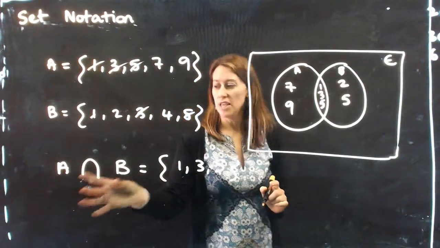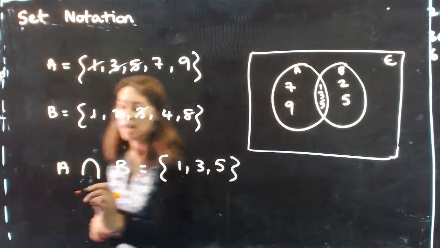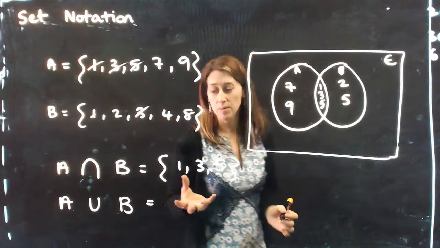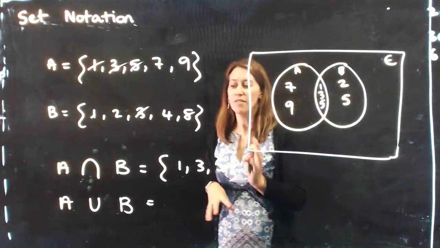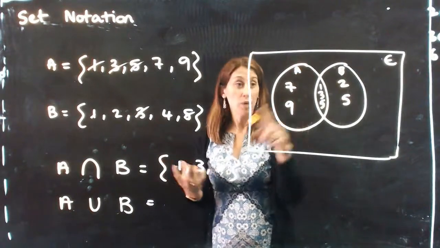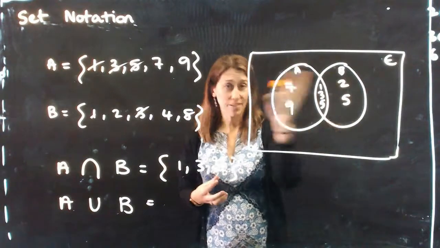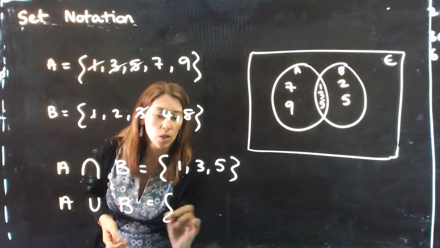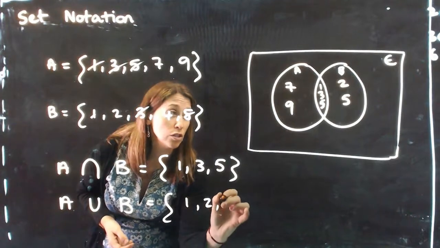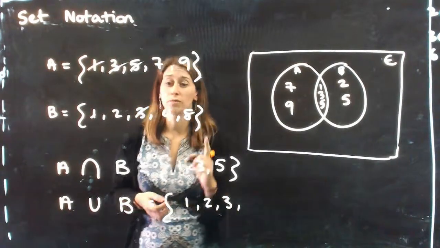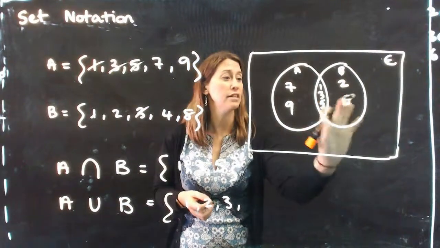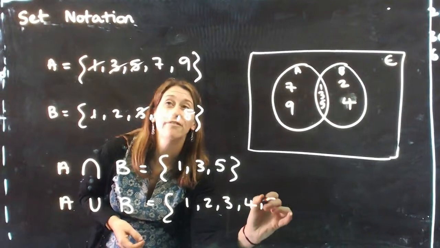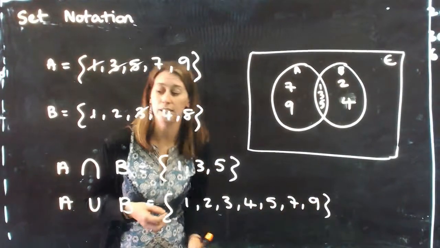Then there's the other thing called union, A union B. That basically means give me all the elements of the set that are in A or B. So if we look at all the things in A or B, that's everything, because every number is either in A or B. So I'm going to write 1, 2, 3, I've missed 4. 4 should be in there. I've written 2 and 5 instead of 2 and 4. That's alright, I'm allowed to make a mistake. So 1, 2, 3, 4, 5, 7, and 9.